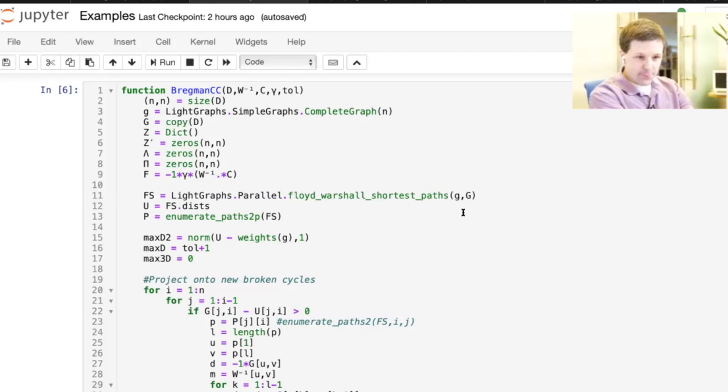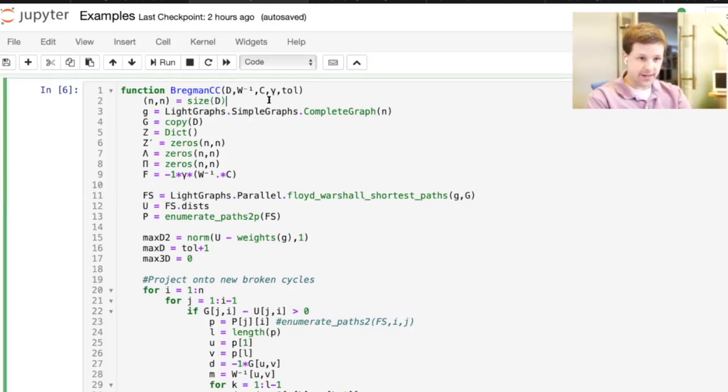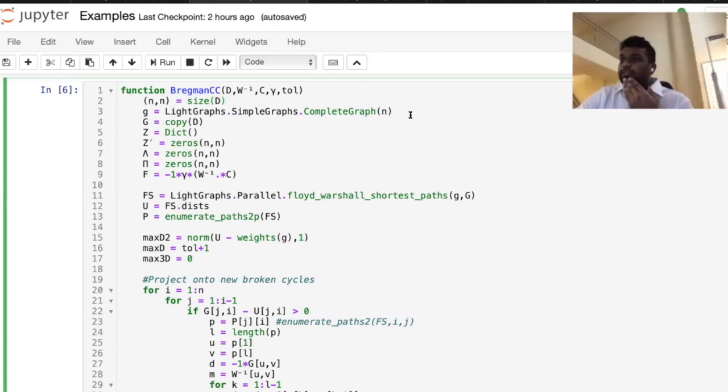Okay, so you call this Bregman CC, and the inputs are, so Bregman is the Bregman framework, and then CC is correlation clustering. Yep. And so the inputs are D, which is, what is D here? So D would be, I guess, our metric.